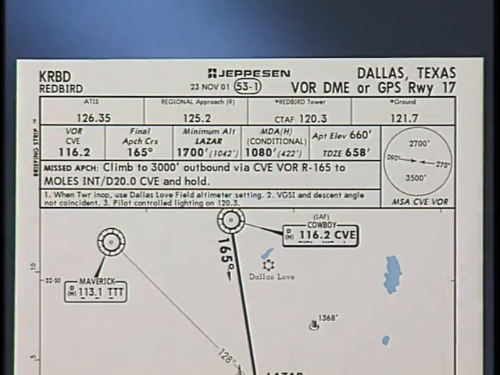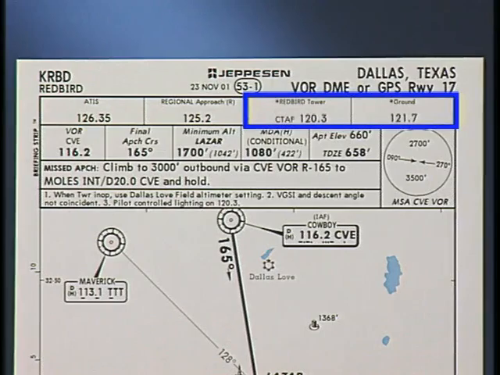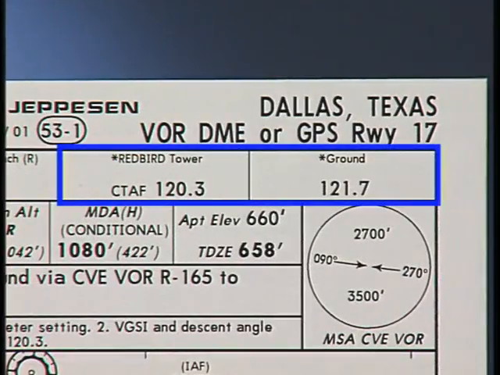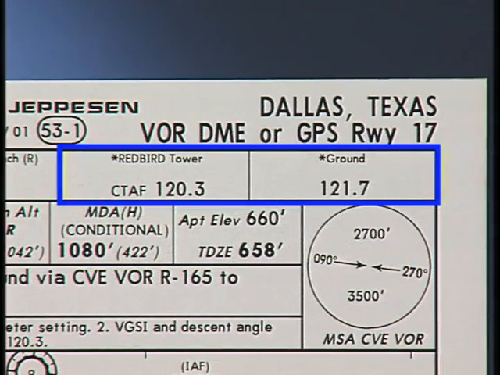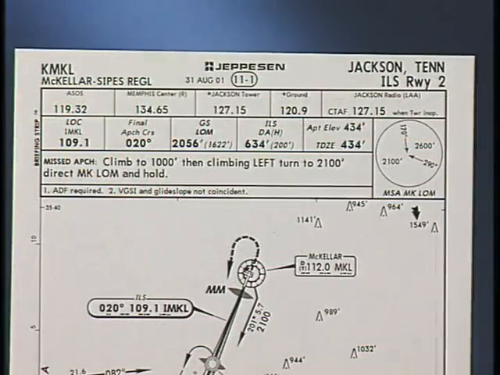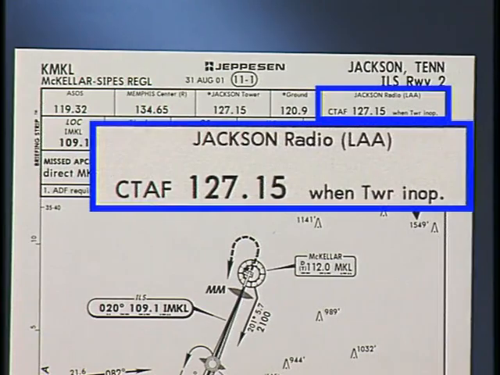Also be aware of any notes or symbols in the communications row. For example, the Redbird Tower and ground frequencies do not operate continuously, as noted by the asterisk. In addition, when the tower is not in operation, you are advised to use the Common Traffic Advisory Frequency, or CTAF. In this case, the CTAF frequency is the same as the tower frequency. In select locations where a flight service station, or FSS, is located on the field and can provide local airport advisories, this information is noted on the chart as it is here in Jackson, Tennessee.